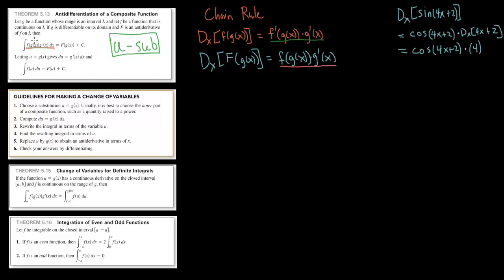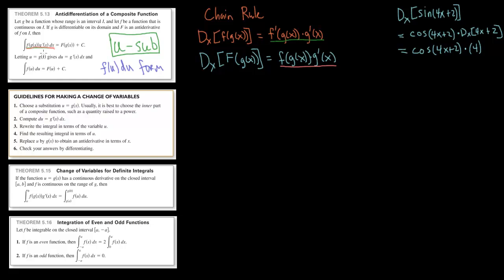Sometimes we get tired of saying f evaluated at g and all that stuff. So usually what we do is we just let u be a function. Let u be the inside function. And so what we will call this is f of u du form. So what we're looking for is f of u du form. And that's where the U-substitution name comes from.